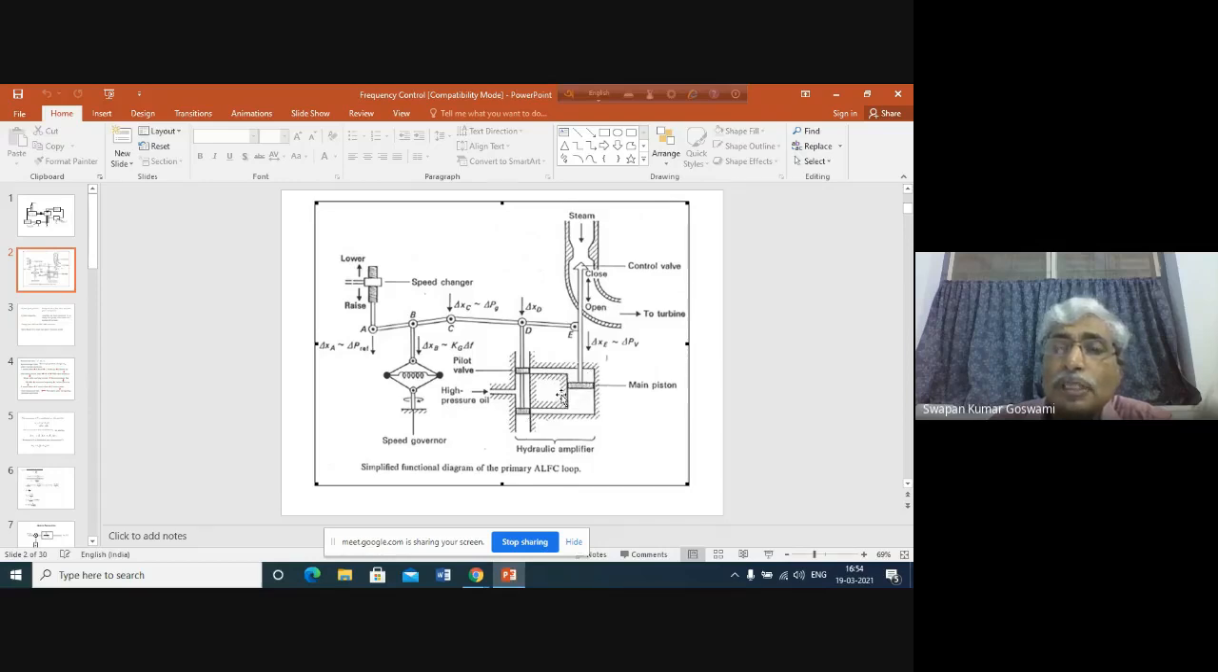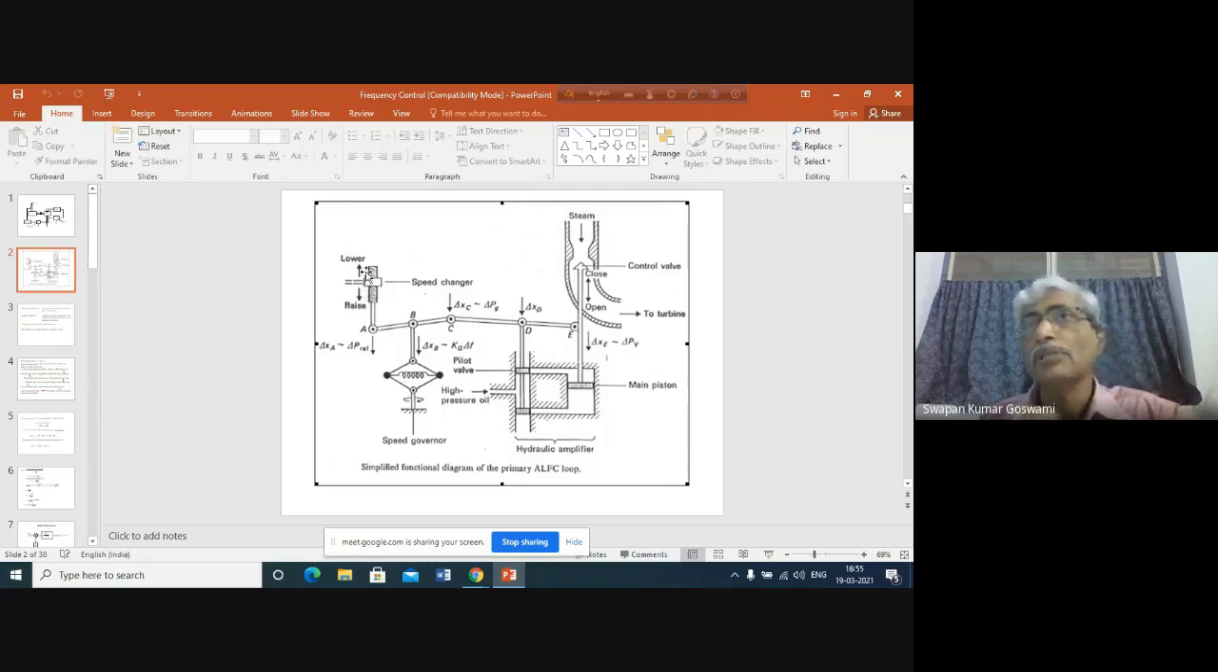At that new position, the opening will be somewhat more than the previous opening, so that now generation from the generator has increased from its previous one. So this is how the system will behave. This system will actually respond as a result of the speed power increase command given by the speed changer.